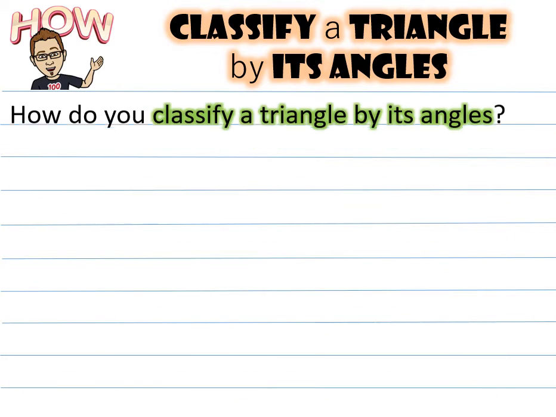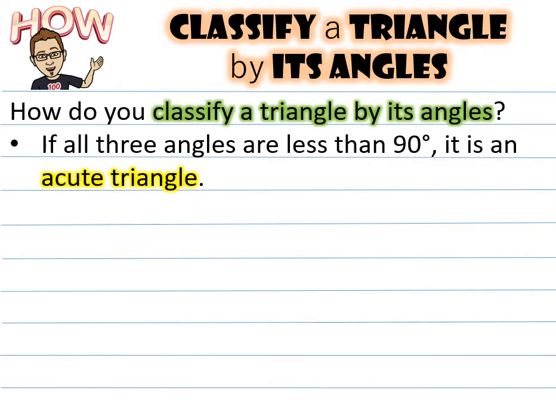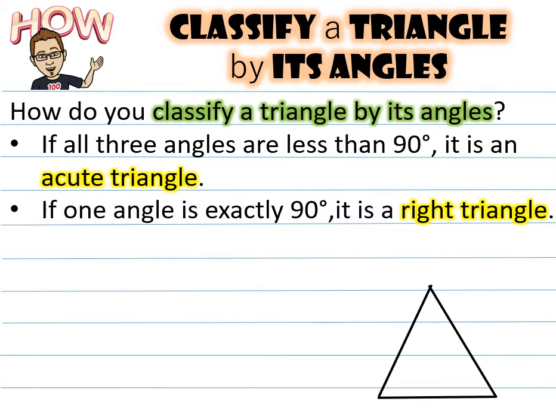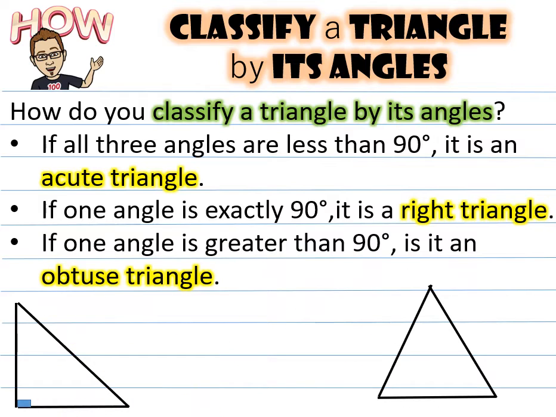How do you classify a triangle by its angles? If all three angles are less than 90 degrees, then it's an acute triangle. Like that, those are all less than 90 degrees. If one angle is exactly 90 degrees, it's a right triangle. And if one angle is greater than 90 degrees, it's an obtuse triangle.